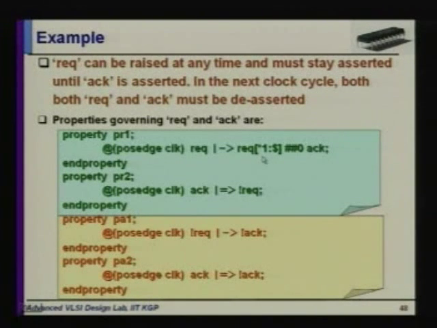When acknowledgement comes, it drops. And in the next clock cycle, both request and acknowledgement must be deasserted. So this property is capturing that when acknowledgement is there, request is not there. This is the first one: it must stay asserted until acknowledgement is asserted. When acknowledgement is 1, it must flow. The second property, in the next clock cycle, is captured by PA1 and PA2: not request implies not acknowledgement. If I don't request, what is the need of an acknowledgement? And acknowledgement will stay only for 1 clock cycle; in the next clock cycle, both request and acknowledgement must be deasserted.